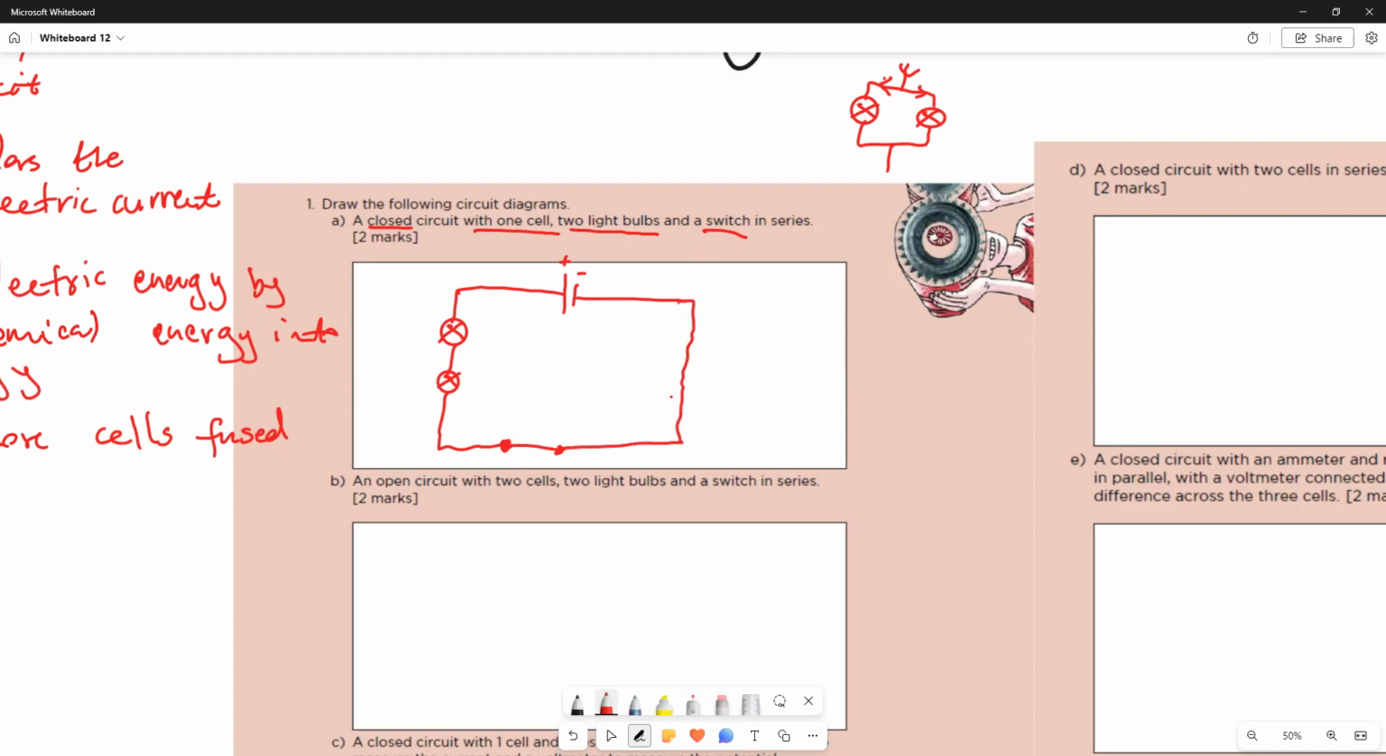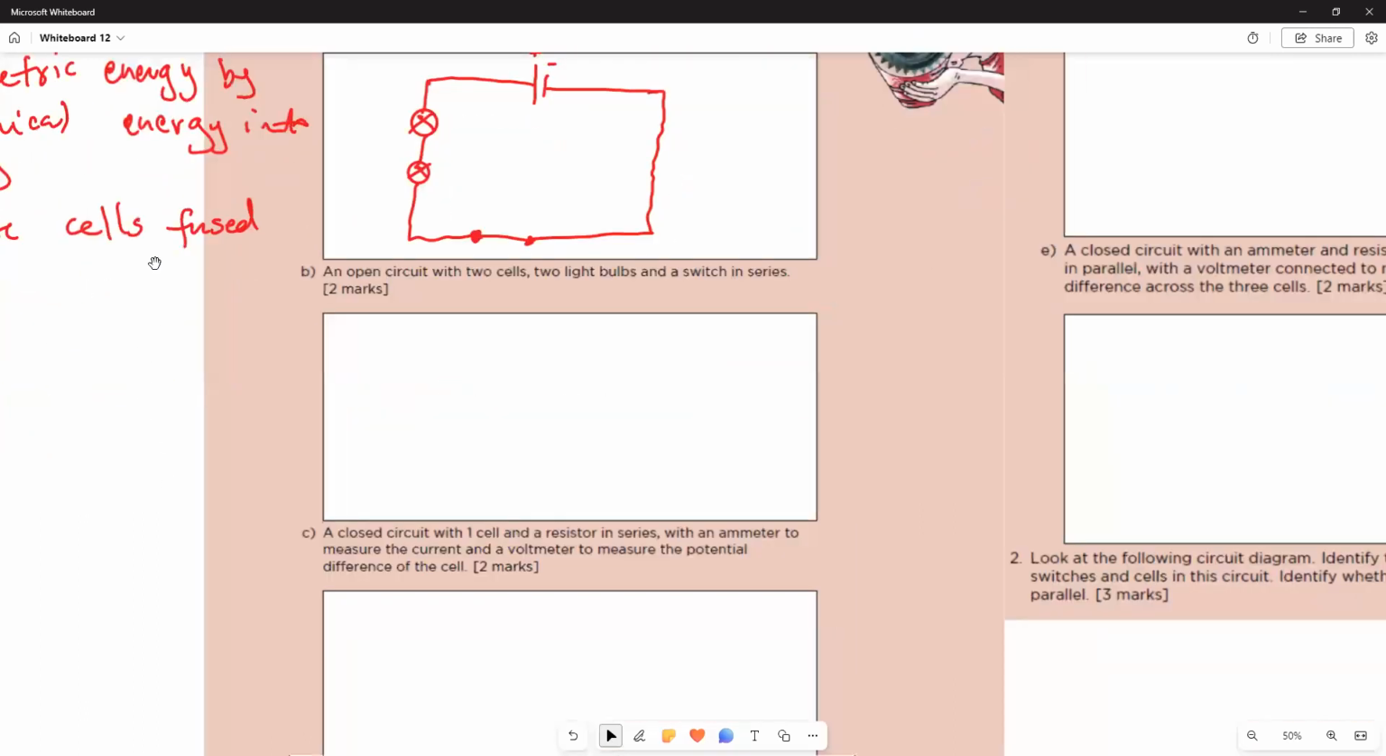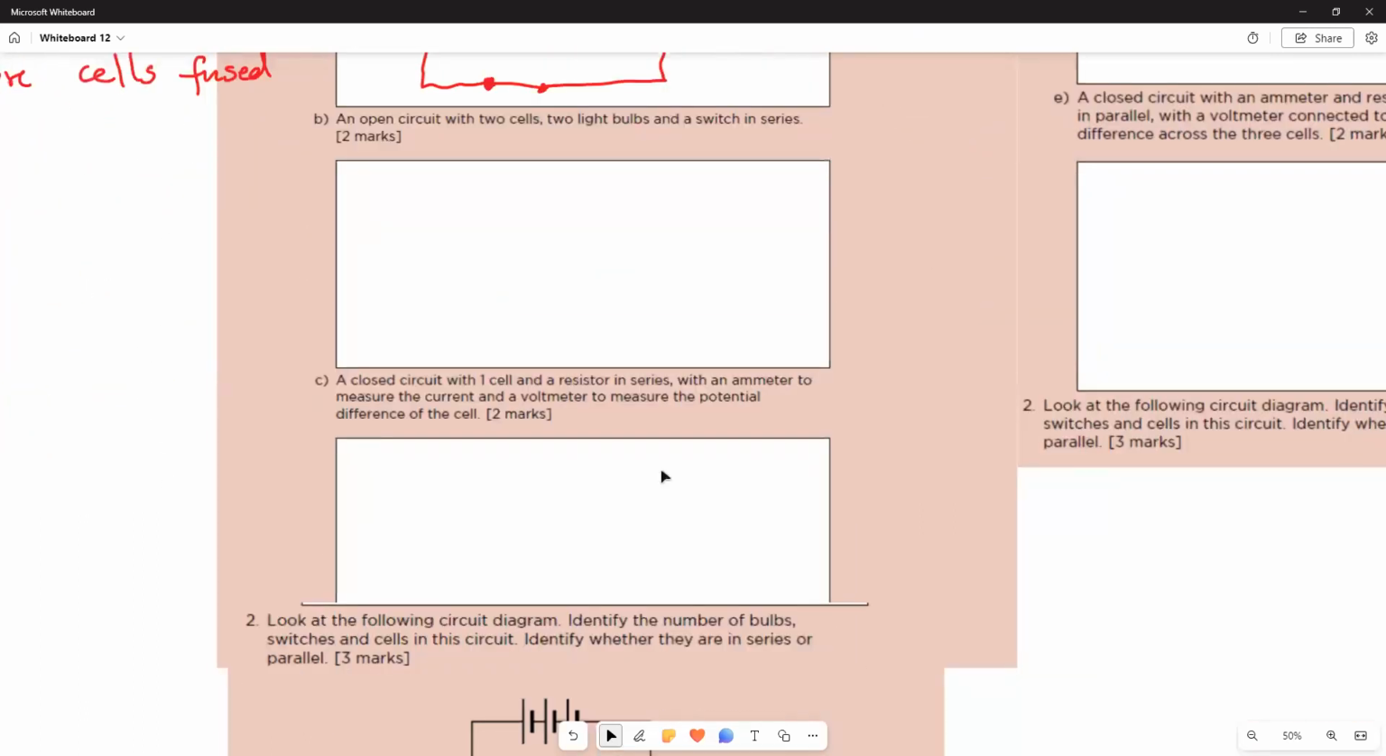That is a closed circuit. Perfect. Now let's go to the second one. The second one, they want us to draw an open circuit. Okay, I know that I'm going to have a switch that is basically opened because they say an open circuit, okay, with two cells.